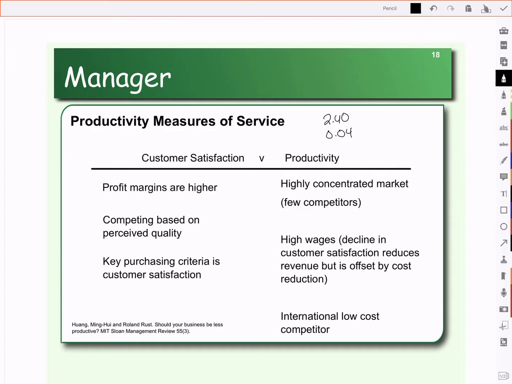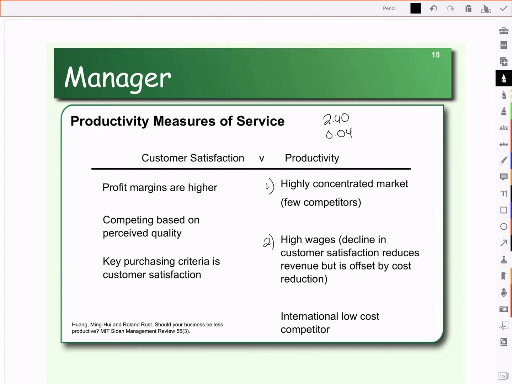So you should focus on productivity if you have a highly concentrated market. So if you have very few competitors, then your increase in productivity, even though it makes customer service or satisfaction decline, your customers don't have a lot of other choices. So because they don't have a lot of other choices, even if they're less satisfied, they're not likely to switch. And so you can pursue productivity at the expense of your customer satisfaction without it impacting the bottom line.